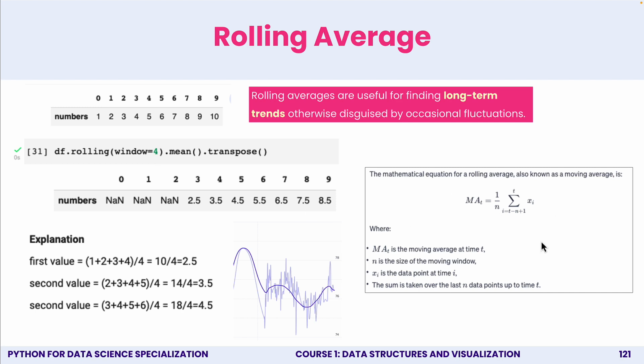Okay, so n is the size of the moving window. I divide by n, and we make the sum of the values between t minus n plus 1 until t. So here I will always have the sum of n values, and then I divide by n. And this is what we call the moving average.